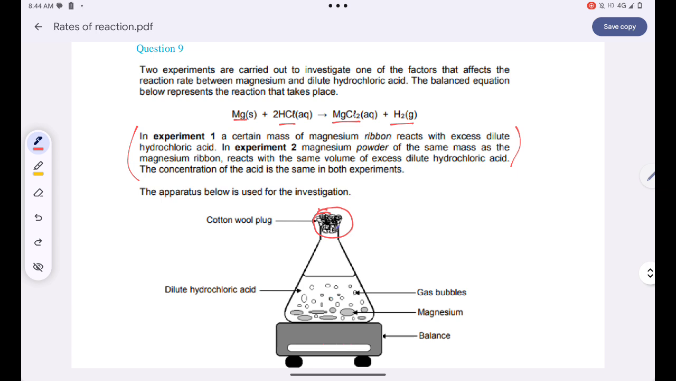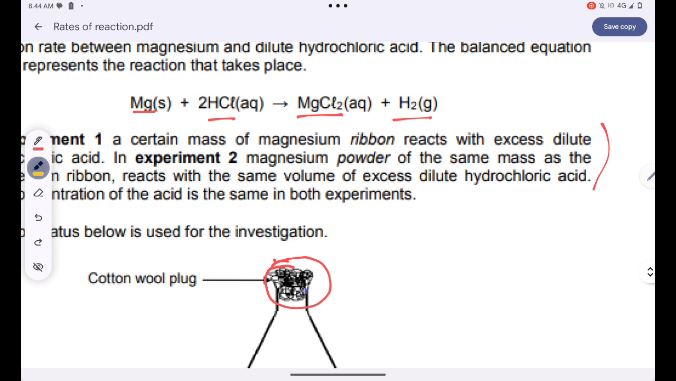However, there is an independent variable. They have changed the state of division of our magnesium. In the first experiment, it's used as a solid ribbon, and in the second experiment, it is used as a powder. So that means they have changed the state of division of my magnesium, or rather they have increased the surface area of magnesium in experiment 2. So our independent variable is basically the state of division of magnesium.